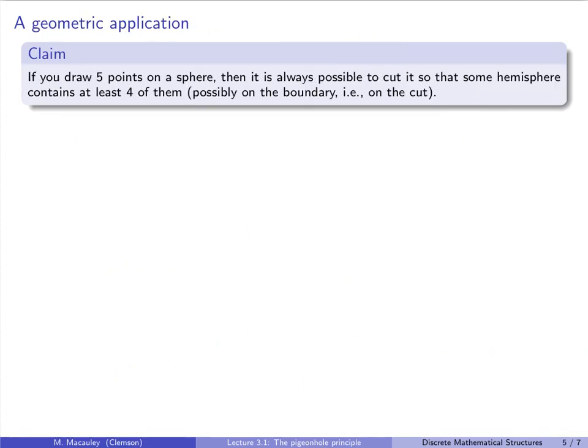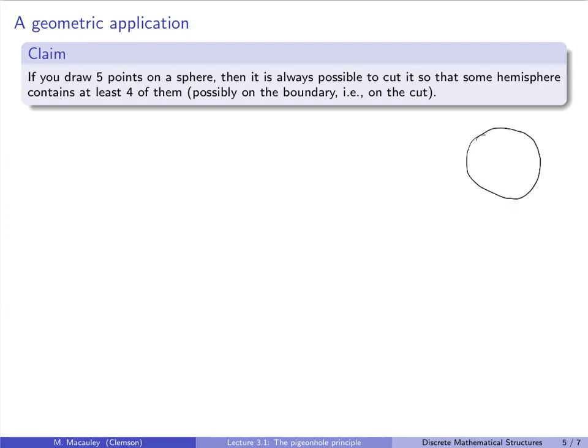Next up is a fun geometric application, which on the surface looks like it has nothing to do with putting holes in pigeons, or pigeons in holes, whichever you prefer. So this says that if you draw 5 points on a sphere, then it is always possible to cut that sphere in half so that some hemisphere contains at least 4 of those points.